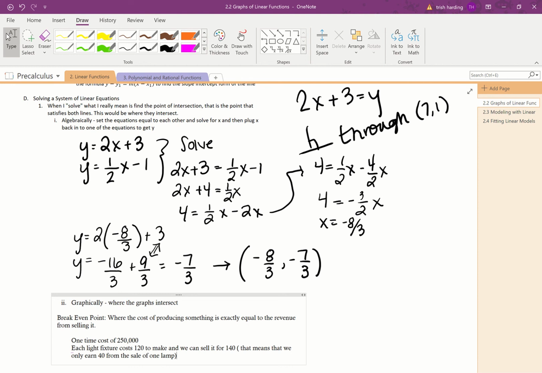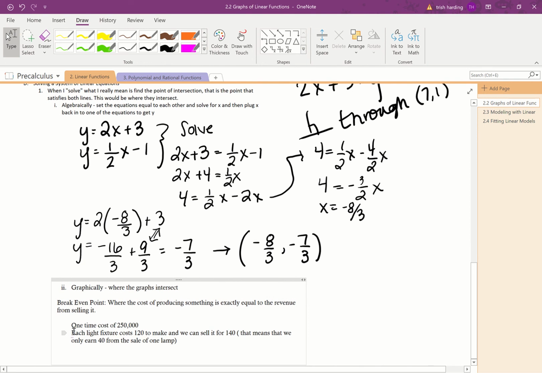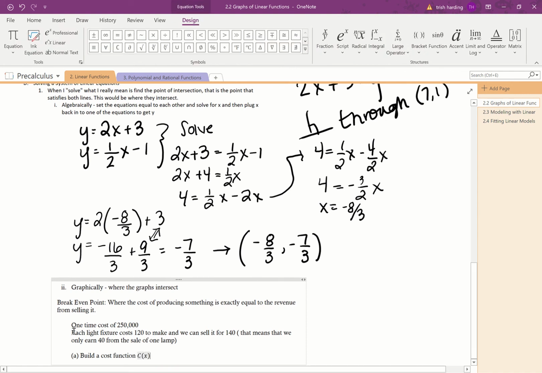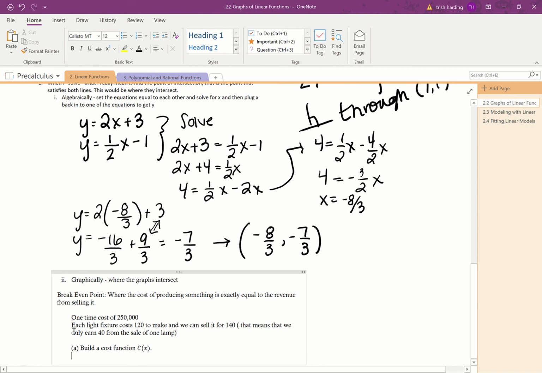So now what we're going to do is build a cost function, and that's C of x is usually how you will see this. So the way we're going to do that is the cost of making something.